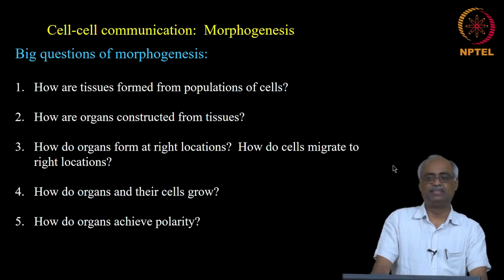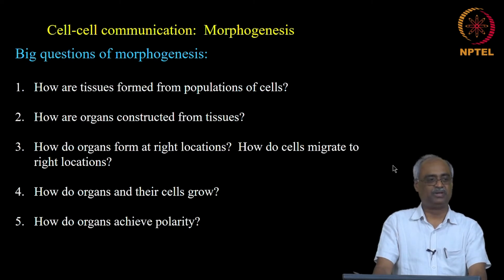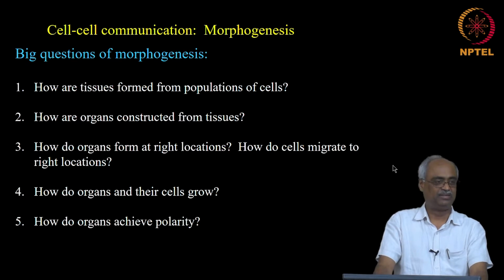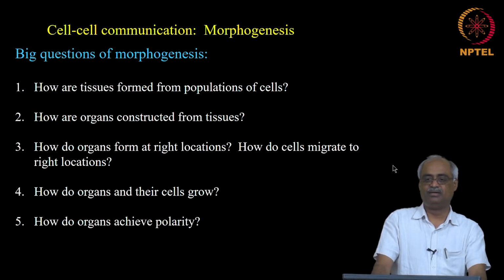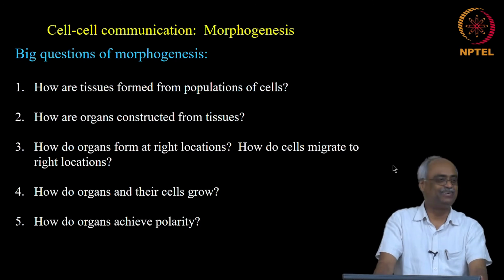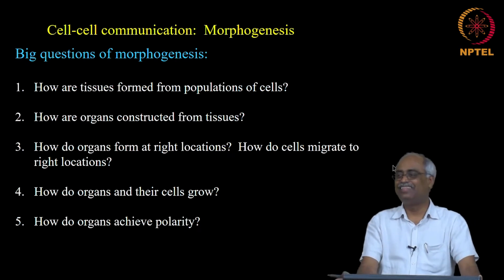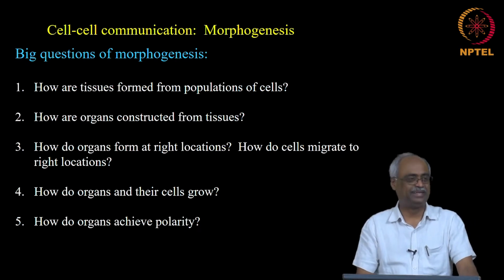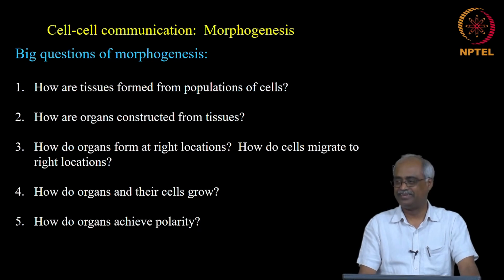Then, let us say the right cell types form the right tissues, the right tissues at the right location form the organ, and the organ is at the right place, but it still needs to grow. Your eye is not the same as how it looked when you just came out. You look very different now. So how they all grow proportionally is very, very important.